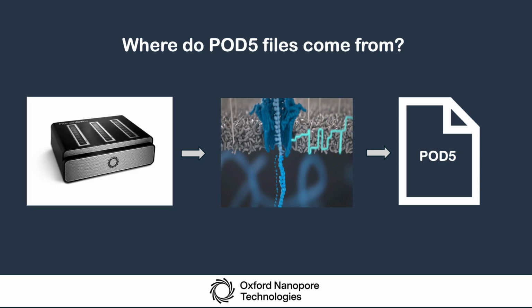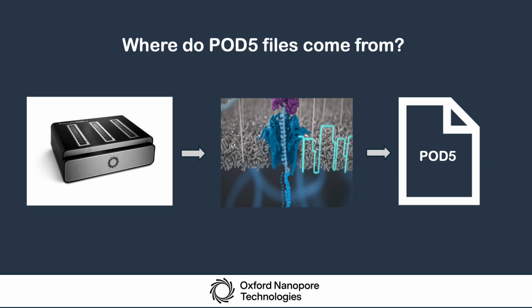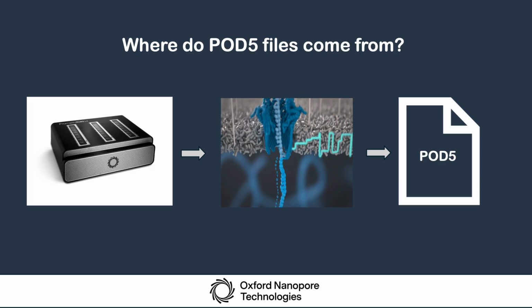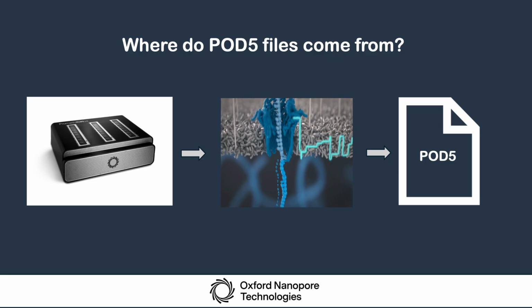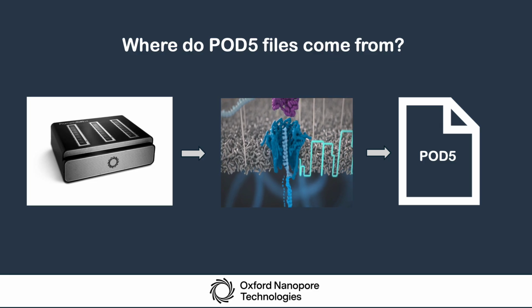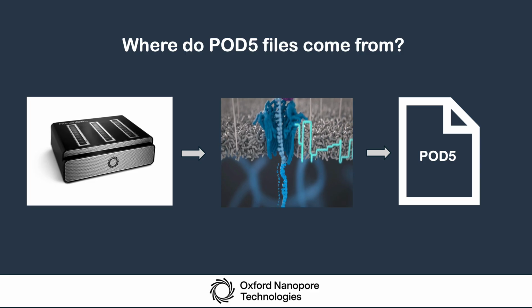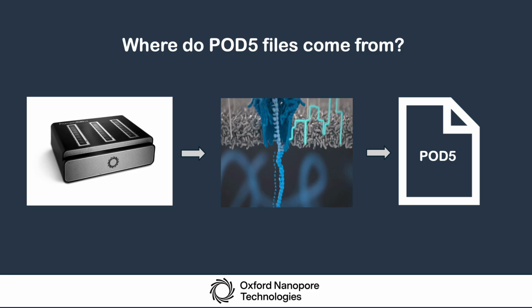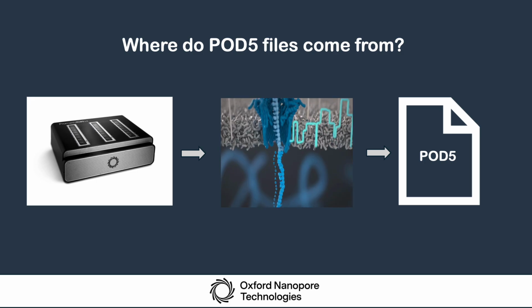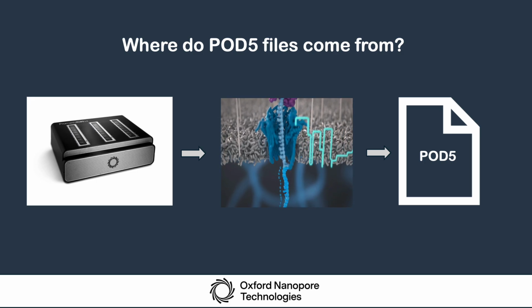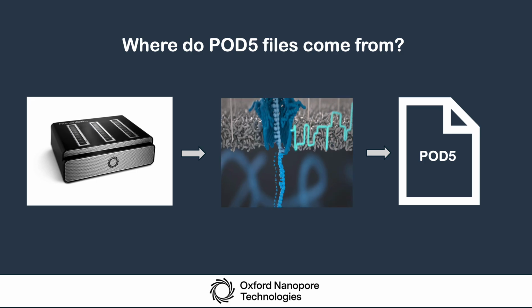So where do POD5 files come from? Again, they're produced by Oxford Nanopore sequencing instruments. And the instrument on the left is called a Promethean. What it does is it allows genetic material to pass through tiny holes in the sequencer called nanopores. And as the molecules are doing this, an electrical signal is emitted, which is captured by the device and written to a file called a POD5 file.